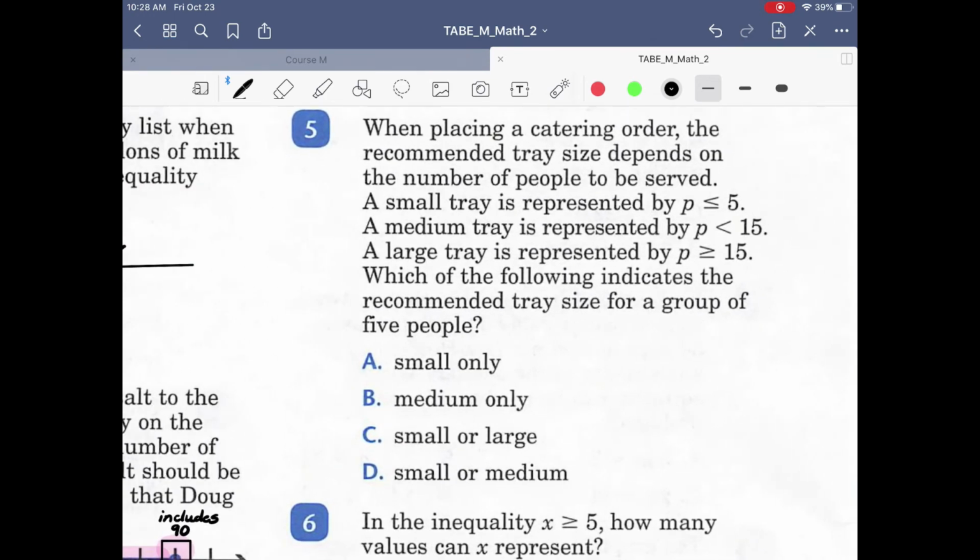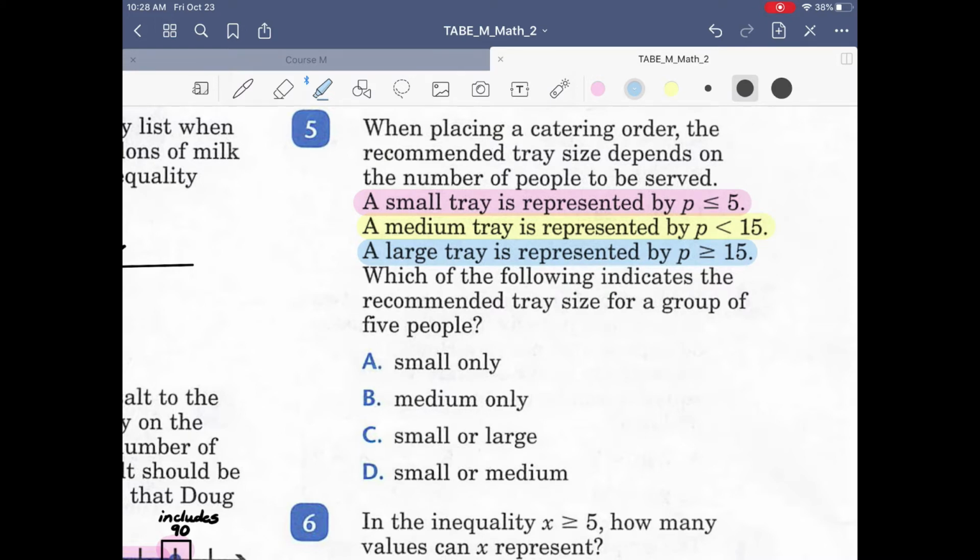When placing a catering order, the recommended tray size depends on the number of people to be served. A small tray is represented by people are up to 5, less than or equal to 5. A medium tray is represented by people are less than 15. And a large tray is represented by people are 15 or more. Which of the following indicates the recommended tray size for a group of 5 people?